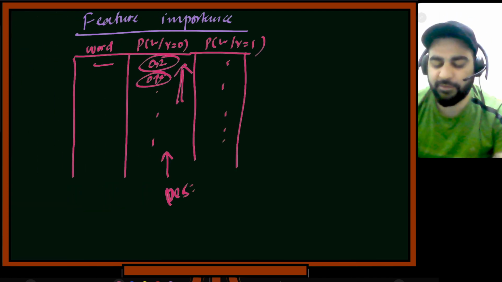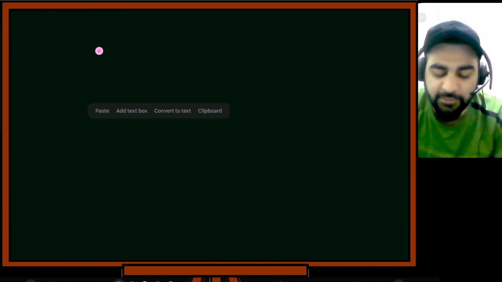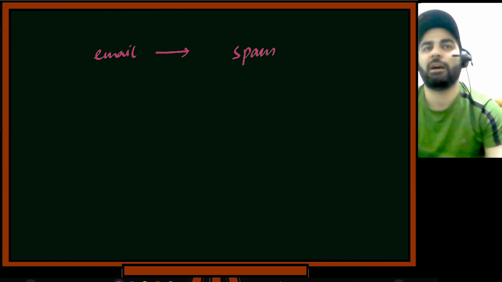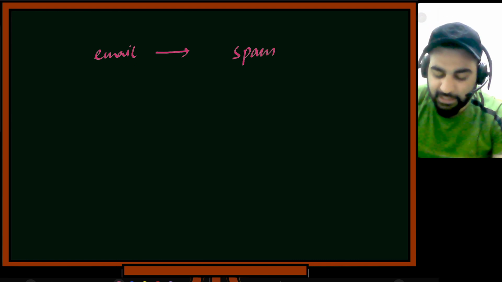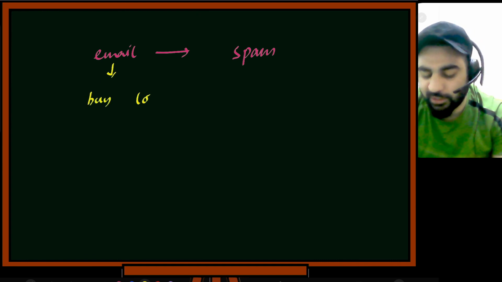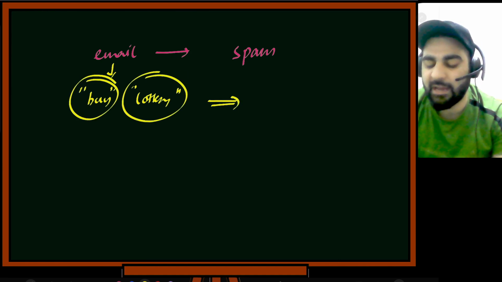So how is this feature importance making it interpretable? Let's suppose I have been given an email, and the model says this email is spam. If I am asked why it is spam, I can say that it is because this email contained words like buy, lottery, and things like that, and my model says that whenever you have buy or lottery, these emails have a very high probability of being spam.